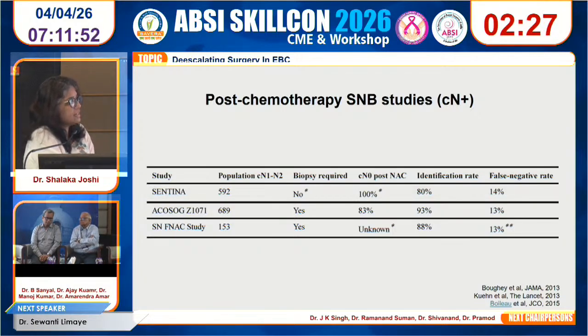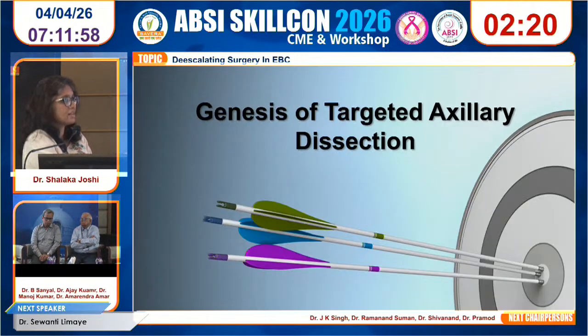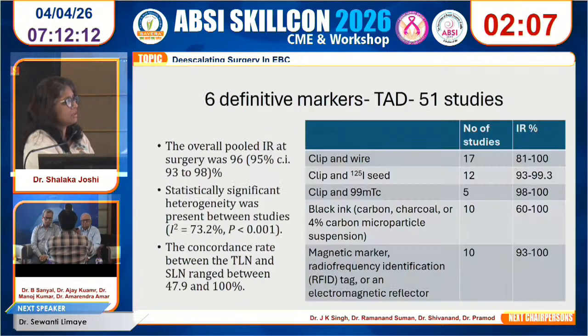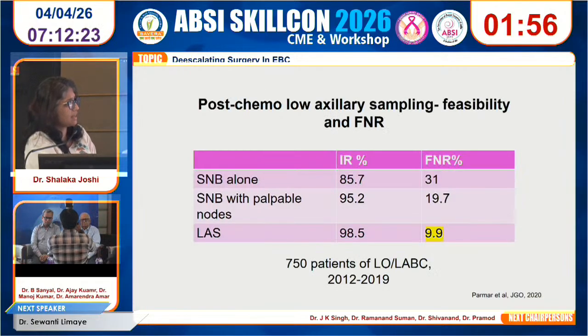These are the 3 studies that failed to meet the FNR of less than 10%. The reasons were many, but we don't do SNB alone in patients who are pre-chemotherapy node positive, and that was the genesis of targeted axillary dissection. Very genius method. I am very impressed with this, that they could mark the node before beginning chemotherapy one way or the other. Multiple studies are now looking at multiple markers, and most of them seem to be working well. So we need to now develop our centers for a procedure called targeted axillary surgery or targeted axillary dissection.